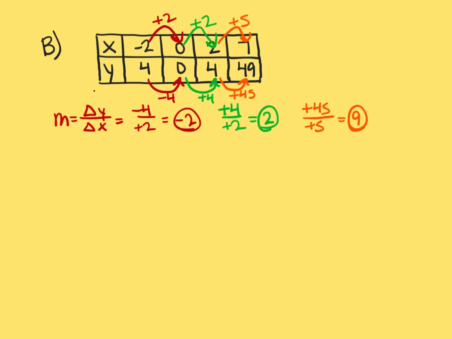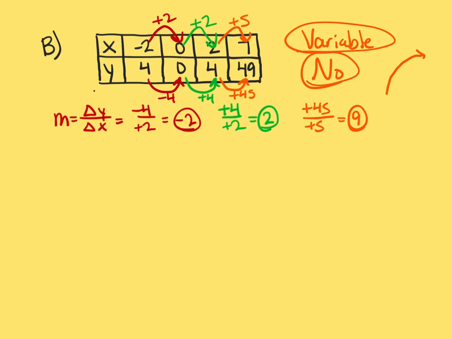They're all different. So if they're all different, or even if 2 were different and 2 were the same, for example, if they're not all the same, then this is a variable rate of change. The slope varies. Is it linear? No, it's not linear. This would end up looking like a curve if you were to graph it.